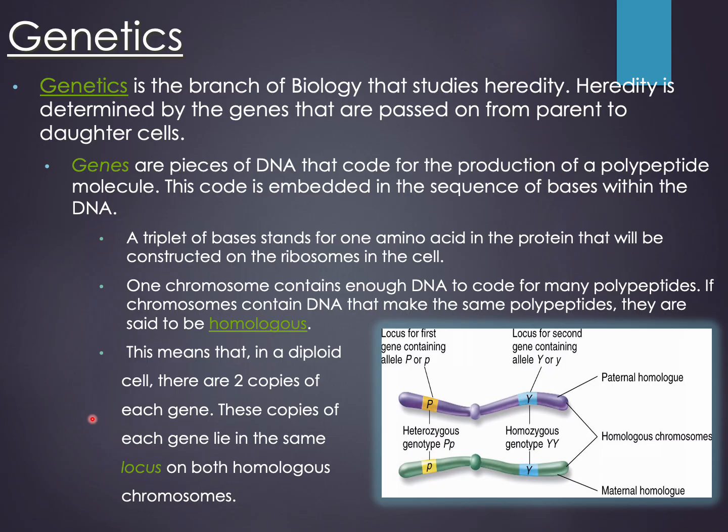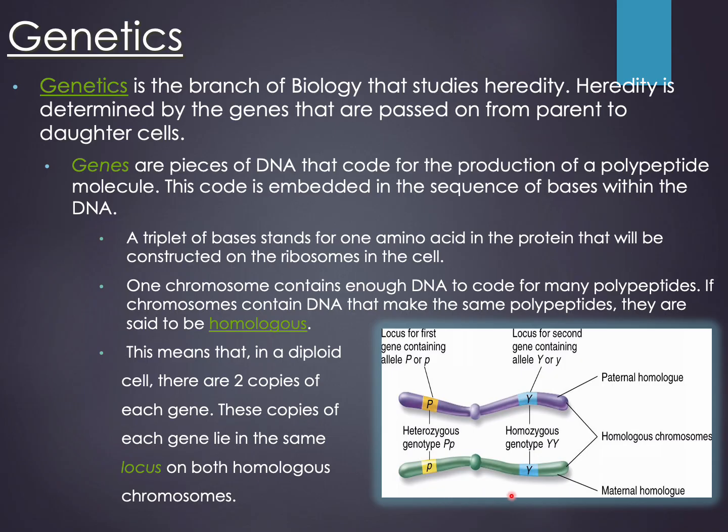If chromosomes contain DNA that make the same polypeptides, they are said to be homologous. This means that in a diploid cell, there are two copies of each gene. These copies of each gene lie in the same locus on both homologous chromosomes.